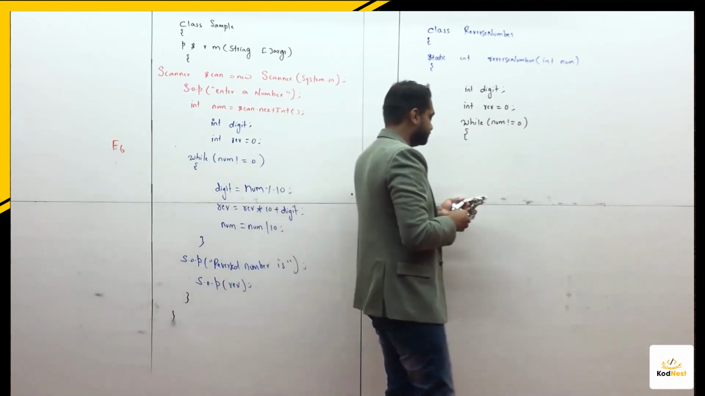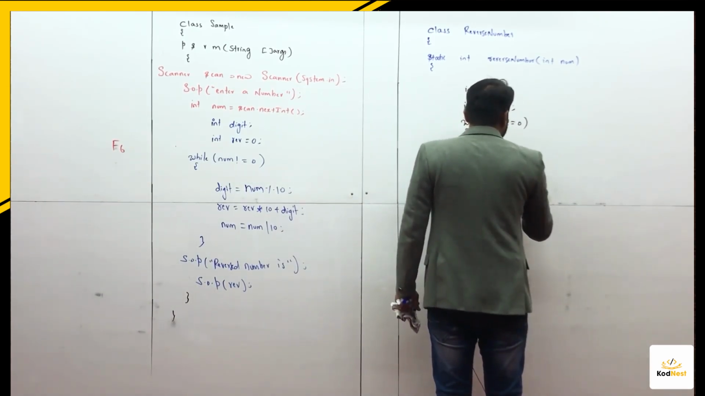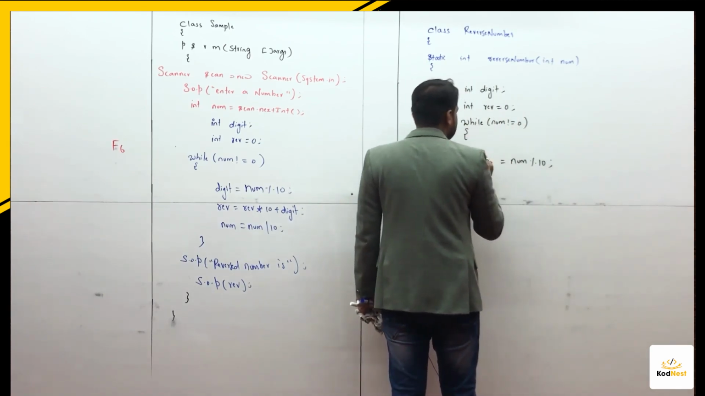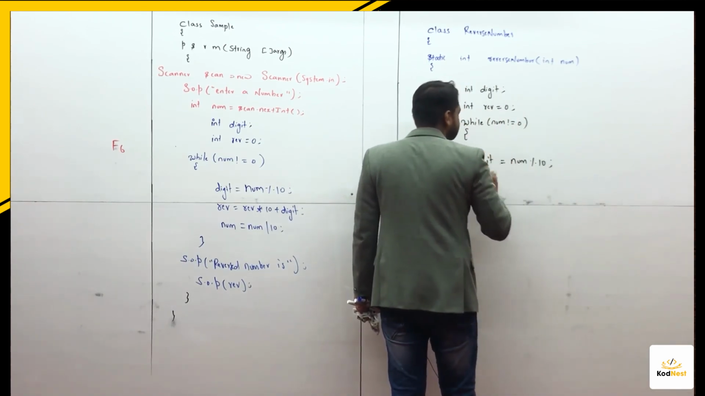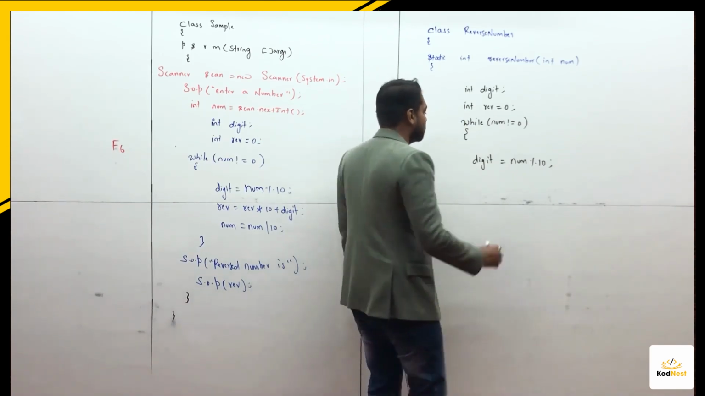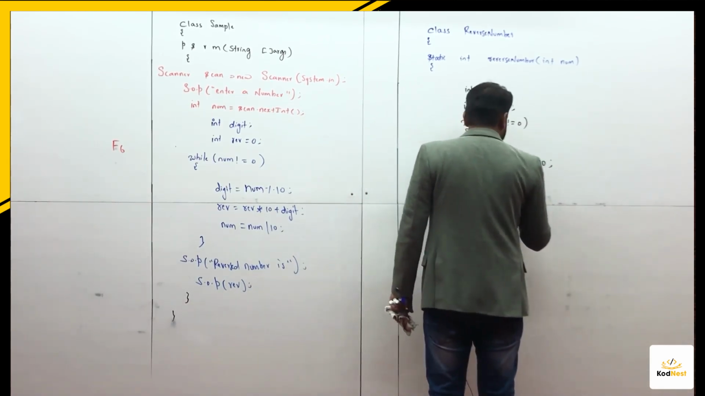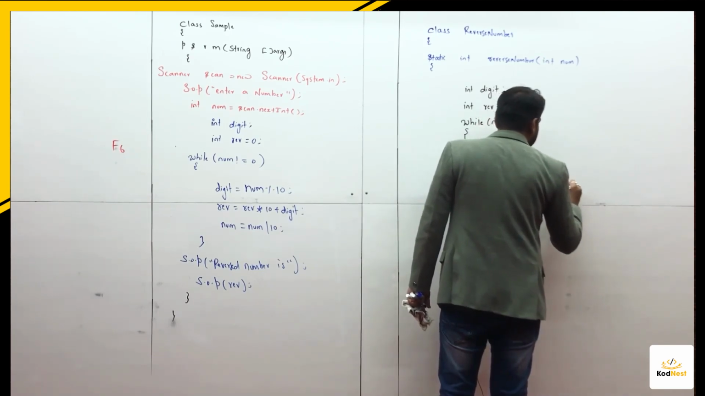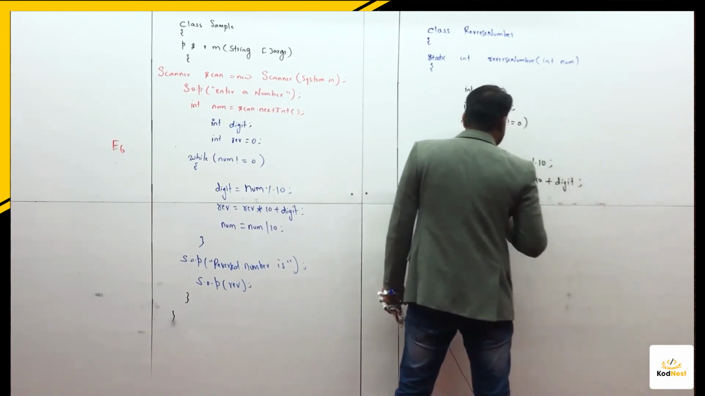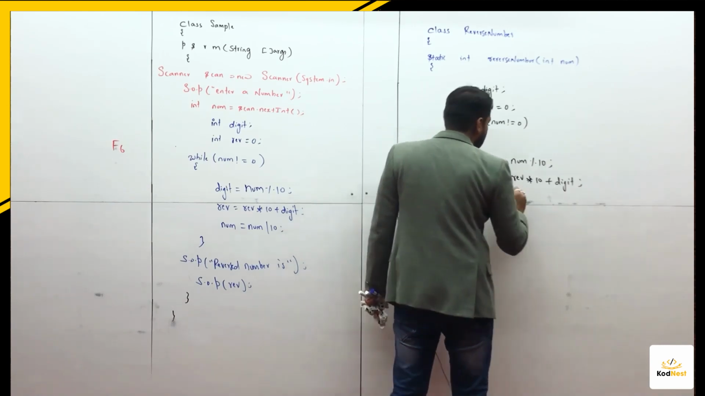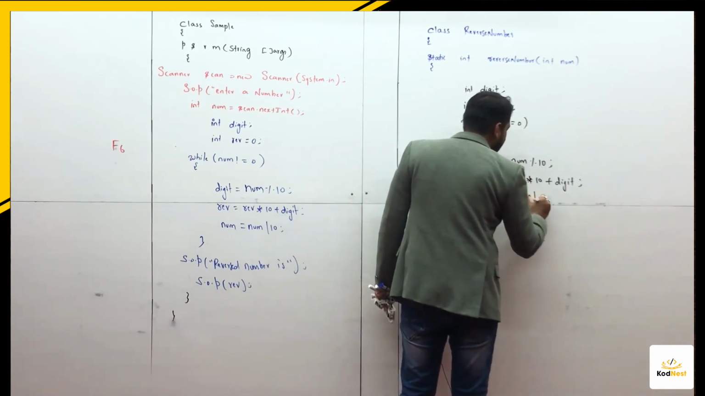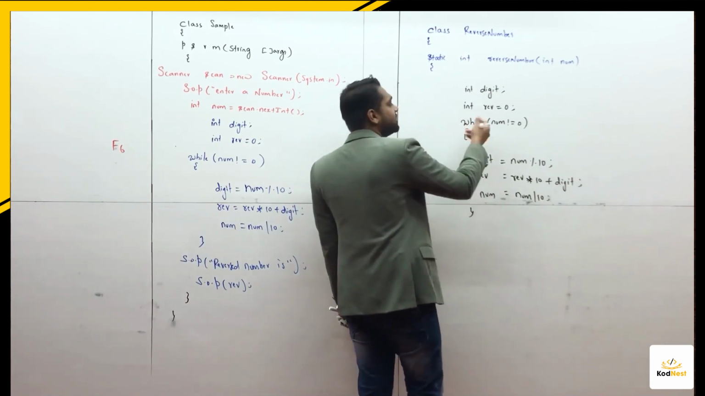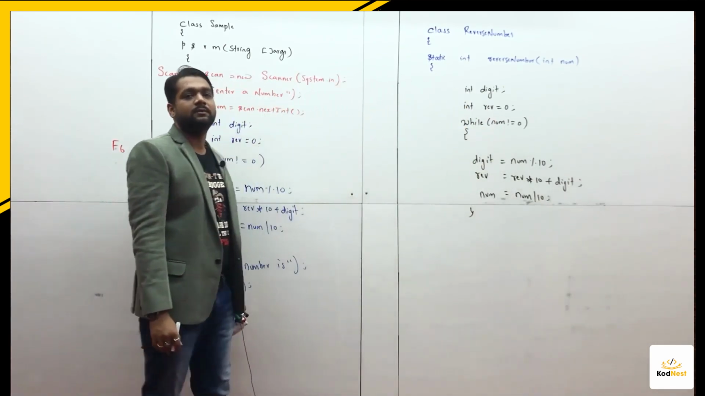Look at it. Take the number, divide it by 10, and whatever result you get, store it in digit. Okay sir, next what? Whatever is there in reverse, multiply it by 10, then add digit, and store the result in reverse. To remove the last digit, divide the number by 10 and store it in number. You do this as long as the number is not equal to 0.